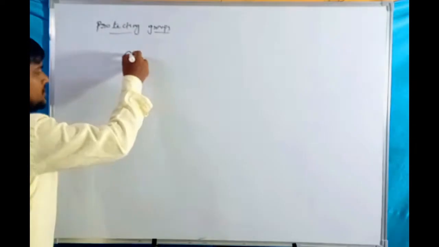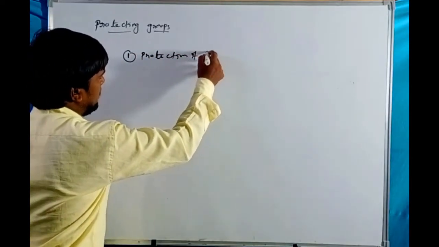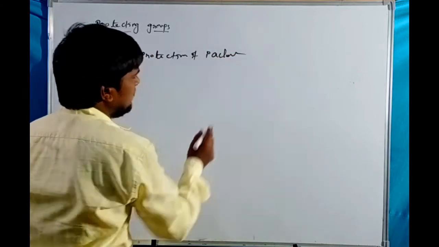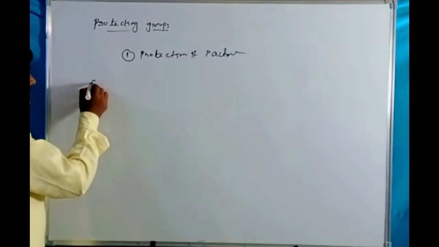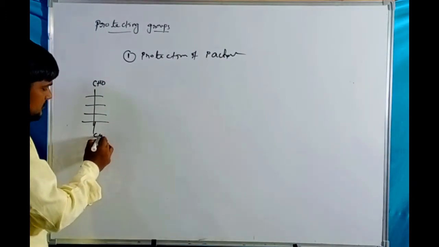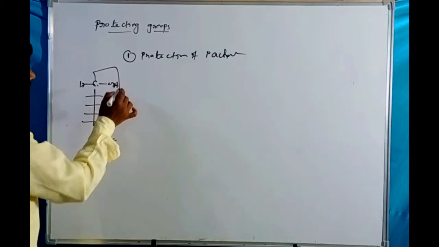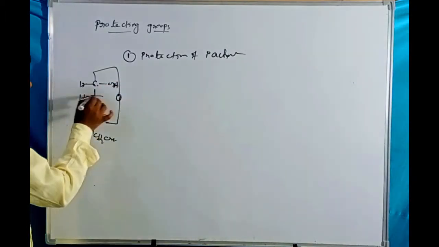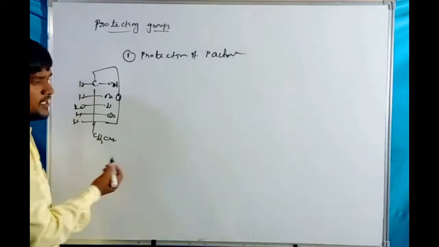Protection of primary alcohols in carbohydrates. Let us take D-glucopyranose. Here it is the glucose derivative, CH2OH, and it forms the cyclic structure. Here it is alpha-D-glucose. If OH is on the left side, then it is beta-D-glucose. This is the compound.